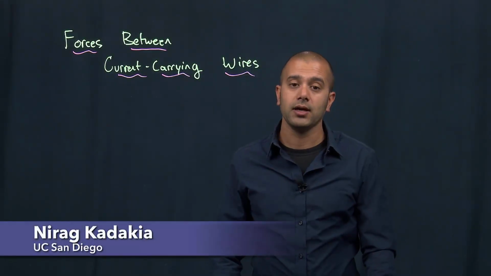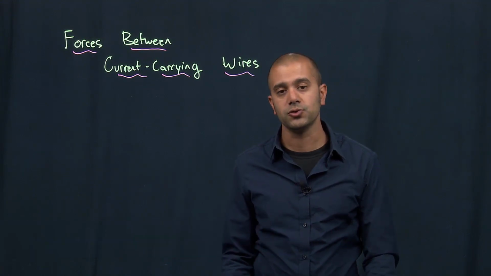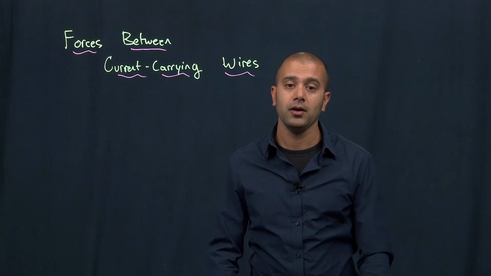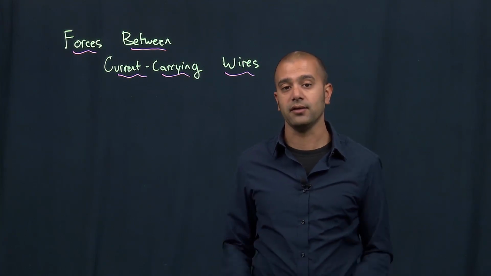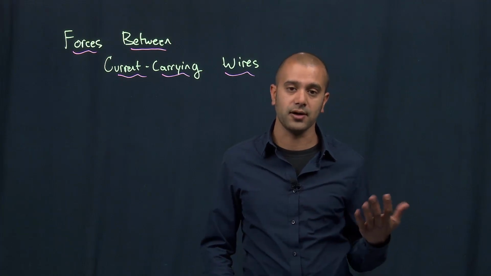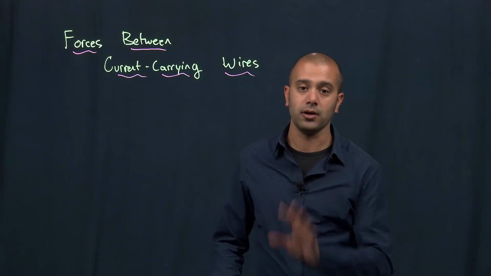Welcome back, everybody. In this problem, we'll be taking a look at the force upon one current-carrying wire due to a traveling current in a different wire. Because traveling currents produce magnetic fields, that field will be the mediating factor here. So the approach will be to find the magnetic field produced by one of the wires and then use that to find the force upon the other wire.